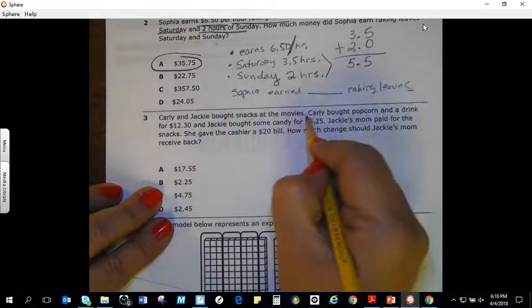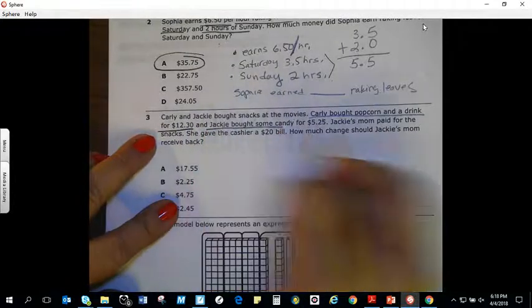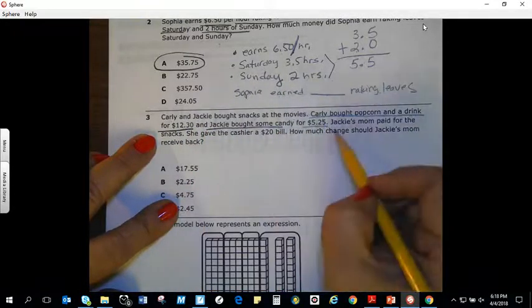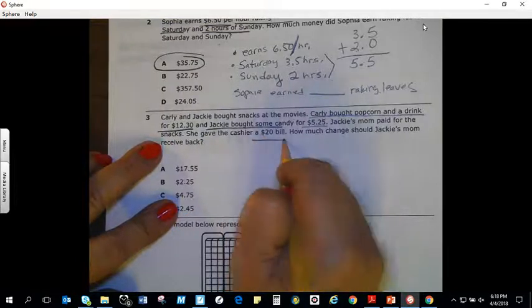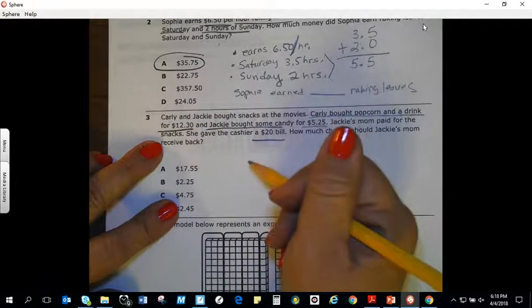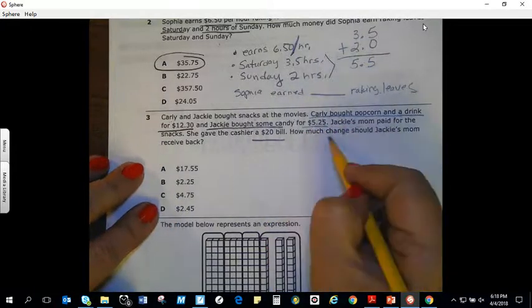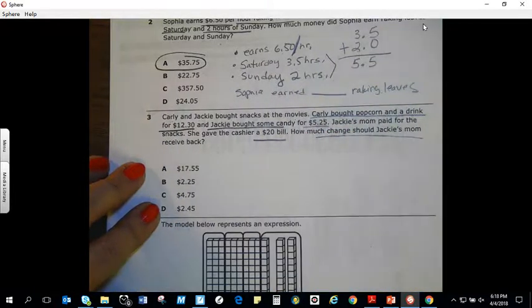Now, Carly bought popcorn and a drink for $12.30, and Jackie bought some candy for $5.25. Now, Jackie's mom paid for the snacks, so she gave the cashier a $20 bill. Here we go again. How much change will Jackie's mom receive back? We're talking about how much she is going to get back from that $20.